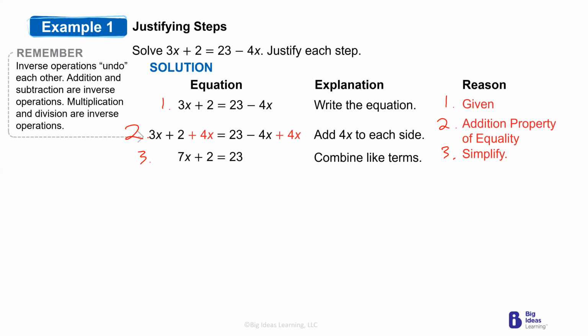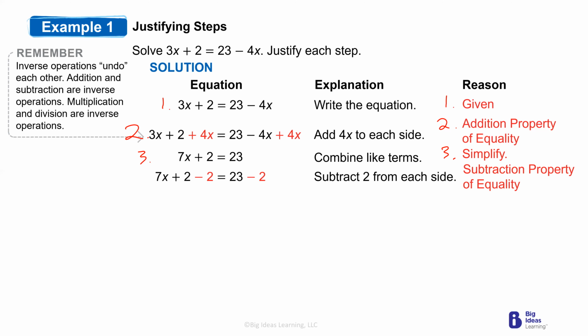Now what? Subtract. So we're going to subtract 2. We're using subtraction property of equality, subtracting 2 from both sides. So our fourth line. Doing the subtraction. And again, kind of the same thing all over again. We've subtracted, so now we need to do what? Well, we'll divide in a second. First, we need to simplify. So simplify. Get line 5.